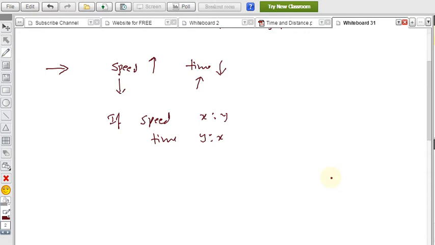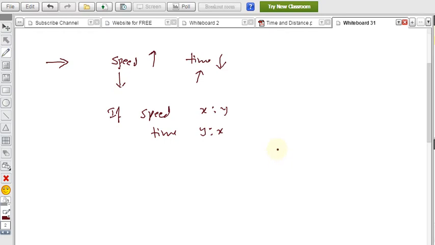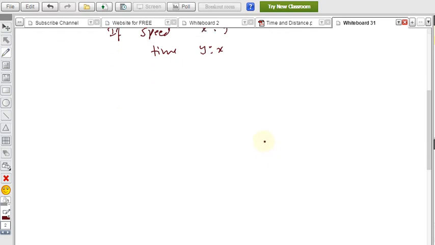Now let us see problems on trains. Train formulas also I'll tell you. Mostly time and distance questions ask about train concepts. Now let us see the problems on trains.